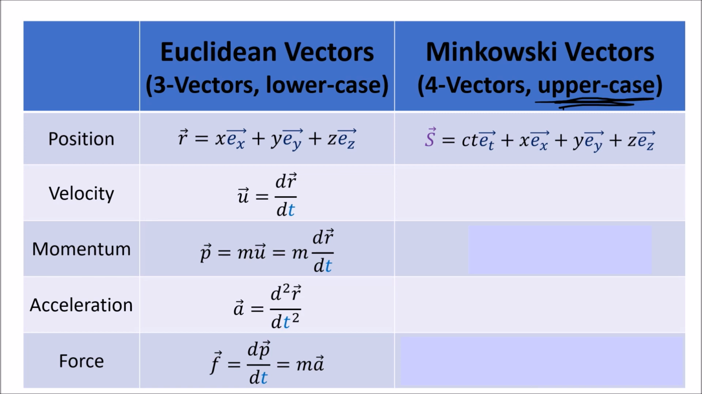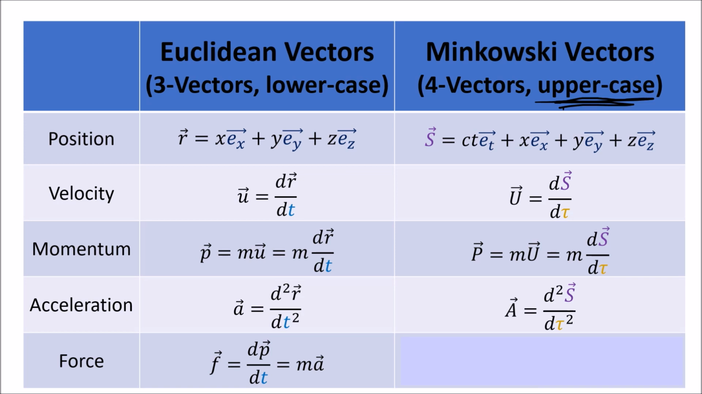We start with the 4 position, big S, which is the 4-dimensional position in space-time. The 4 velocity, big U, is the derivative of 4 position with respect to proper time tau. The 4 momentum, big P, is mass times the 4 velocity. The 4 acceleration, big A, is the second derivative of 4 position with respect to proper time. And the 4 force is the derivative of 4 momentum with respect to proper time, which is also mass times 4 acceleration if the mass is constant. We're going to find that all reference frames agree on these 4 vectors because they are invariant.